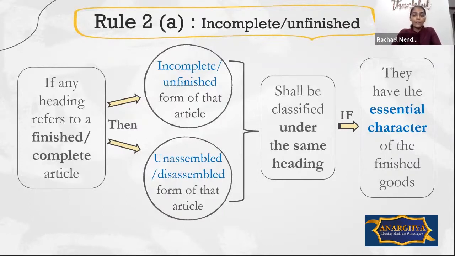They'll put the parts together, package it, and send it to you, which you have to assemble yourself. So in that case, Rule 2A says that although the bookshelf is in the disassembled form, it still has the essential character of a bookshelf, and therefore you must classify it under the heading of a bookshelf.